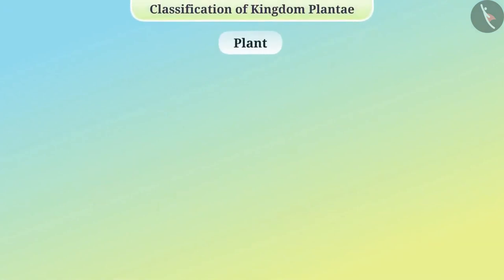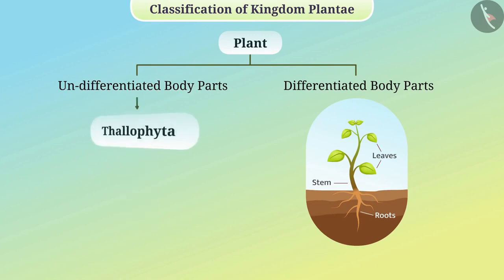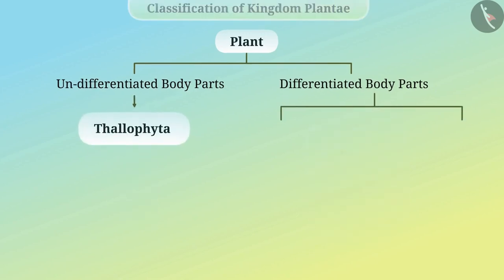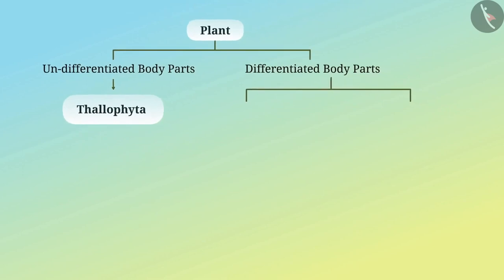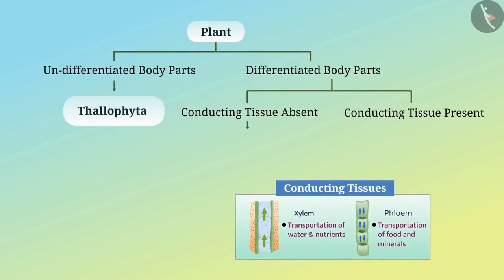The first level of classification is based on whether the major body parts of the plant are fully developed or differentiated. Plants whose bodies are without differentiation are placed in the subclass Thallophyta. The next level is made on the basis of whether there are specific tissues for the transport of water and other substances in the body of the plants. Plants that do not have specific tissues for conduction in their body are placed in the subclass Bryophyta.